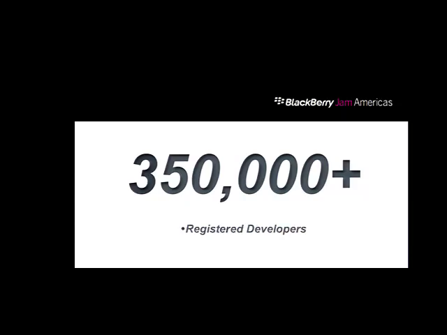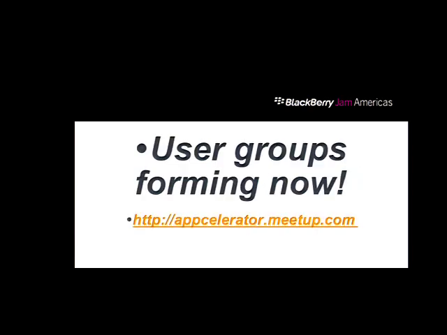We're actually closer to about 420,000 registered developers at the moment. The number's growing every day. Hopefully, we'll see a nice influx of developers as soon as the BlackBerry stuff gets released. And we have user groups all over. If you're interested in seeing if there's a user group around you, go to appcelerator.meetup.com. Go ahead.